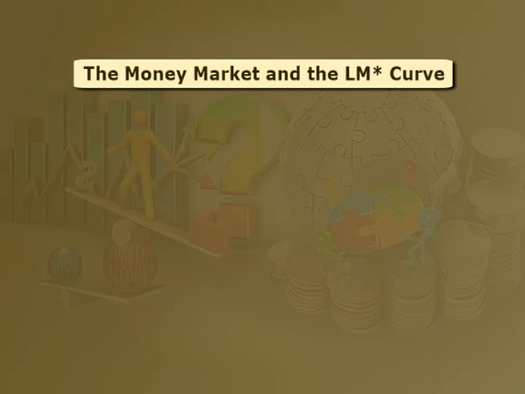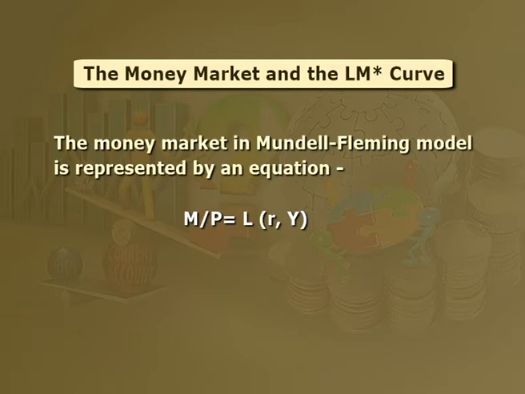Now we will have a look at the money market and the LM star curve. The money market in the Mundell Fleming model is represented by an equation which is M divided by P equal to L, which is a function of r comma Y. In this equation, the demand for and supply of real money balances are equal.